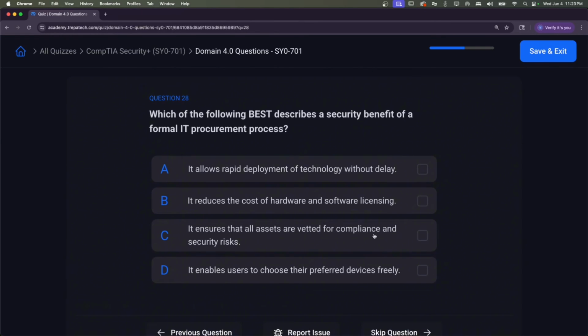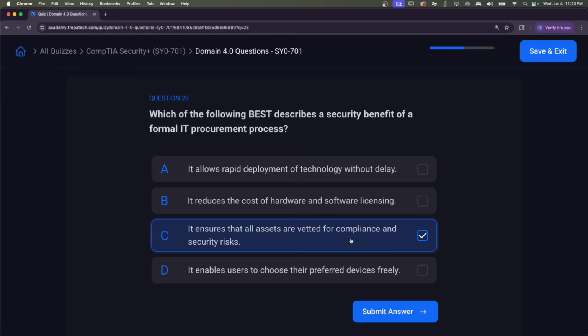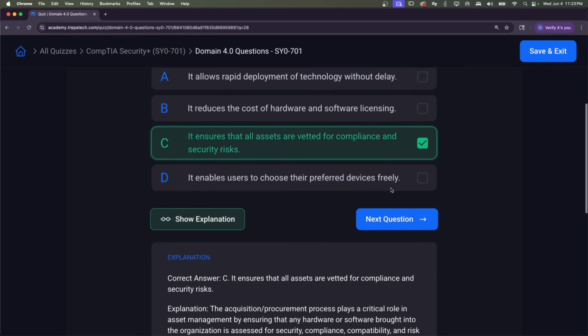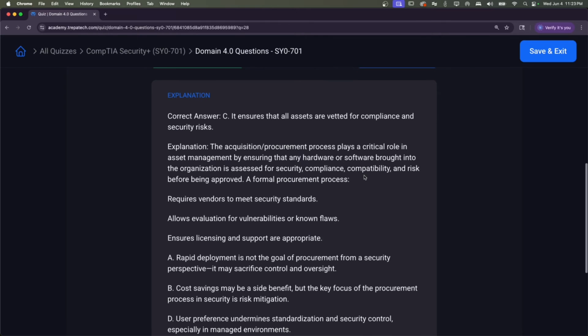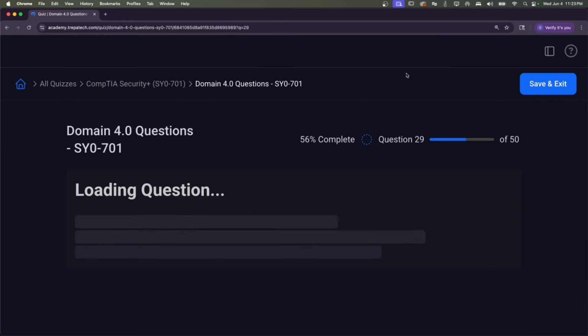Question 28. Which of the following best describes the security benefit of a formal IT procurement process? So a formal IT procurement process is going to allow us to do some good investigations on our vendors, good change management, and it's going to allow us to do some due diligence, right? And that we're vetting where we're getting things. So it's going to be C. It ensures that all assets are vetted for compliance and security risks. Compliance being whatever rules you have to abide by. If it's in the government, if it's different healthcare, financial industries, their governance, their rules, their laws.